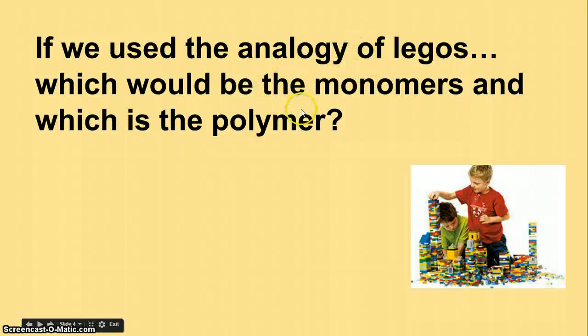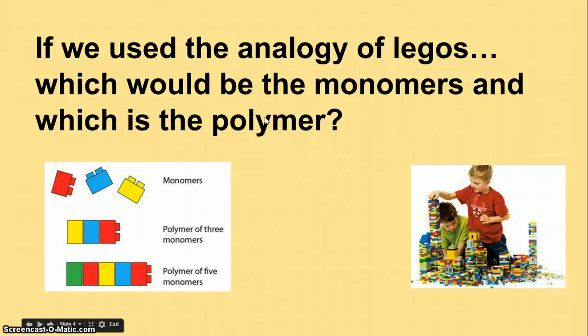If you said that the Lego blocks was the monomer, and when we put those Lego blocks together, you create some sort of tower like these little boys in this picture are doing, that creates the polymer, you would be right. Monomer is the small part. Polymer is the big overall picture put together.